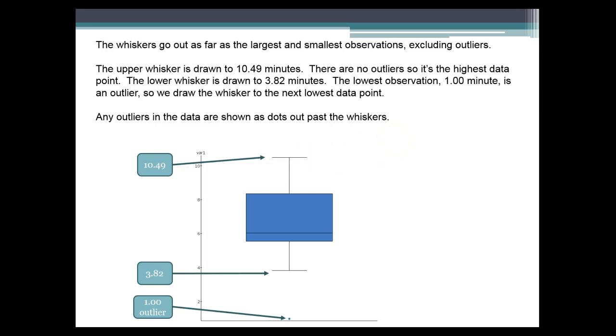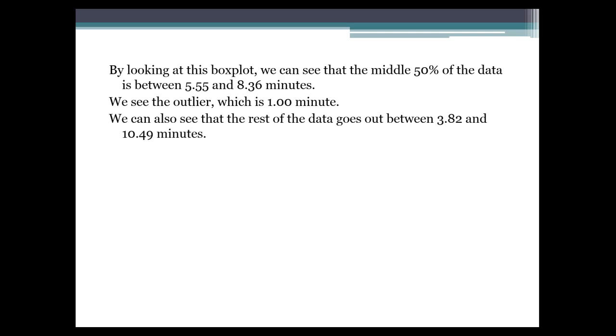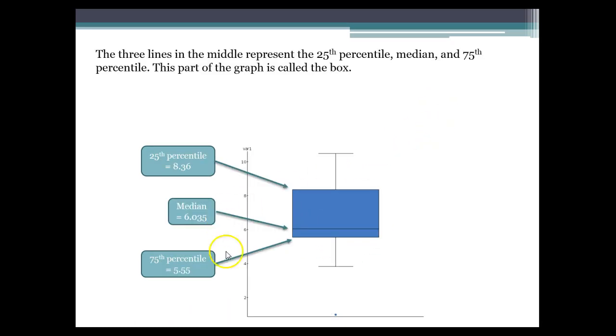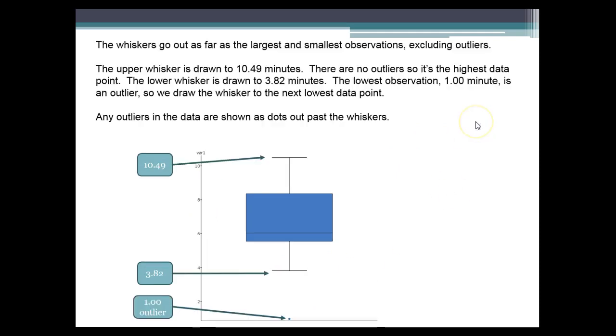Okay, so it can be really nice to look at box plots because you can see the outliers. So again, we can see from looking at this box plot, the middle 50% of the data is between 5.55 minutes and 8.36 minutes. We can see what the median is at 6.035. We can see there's an outlier at 1, and then we can see, other than the outlier, what the min and max data points are.